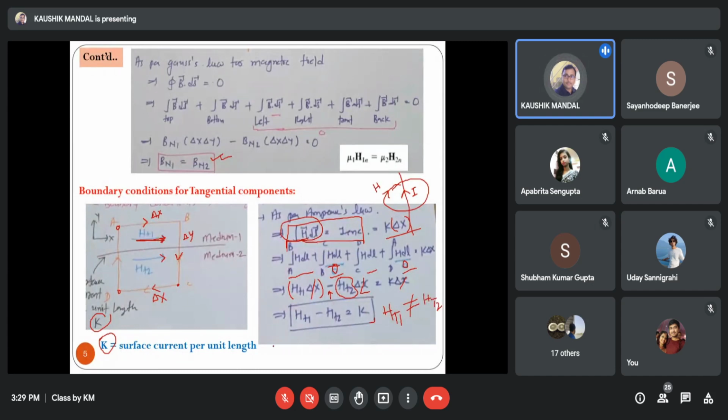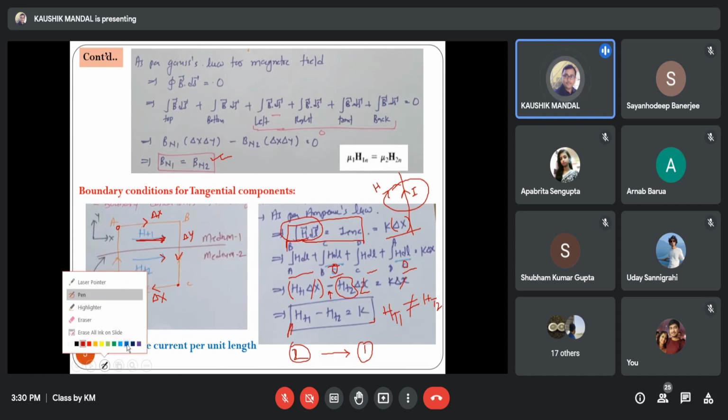Now this is the relation, the boundary condition for the tangential component, when the magnetic field is traveling from medium 2 to 1. This particular relation is valid when the magnetic field is traveling from medium 2 to 1, as we mentioned in the previous slide. So if the magnetic field travels from medium 1 to 2, then what will be the modification in the equation?